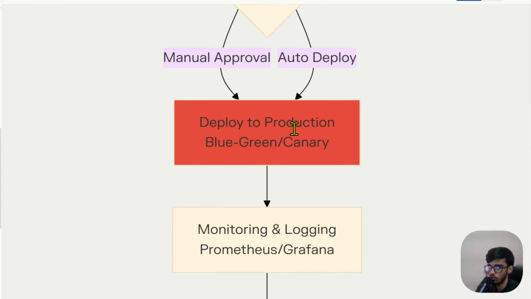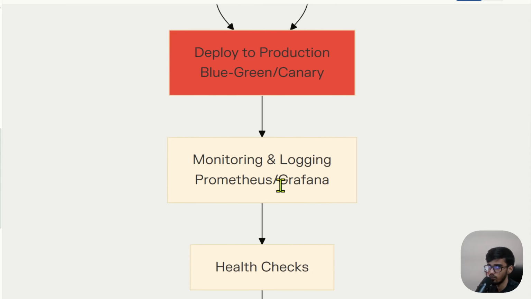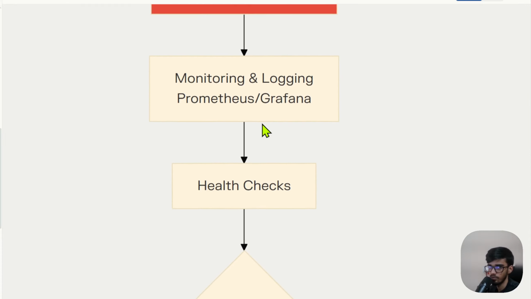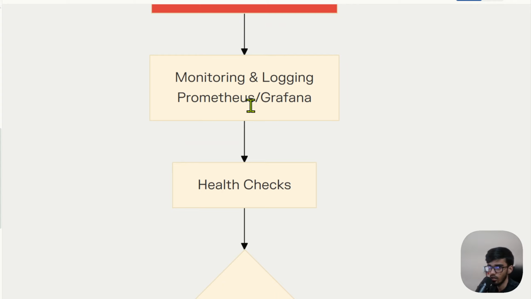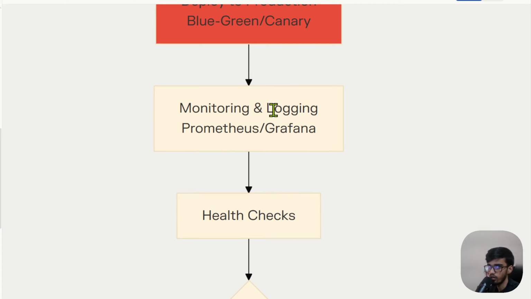Then there's deployment to production. There's blue-green and canary as well. You can do a search on your own. This is a very advanced concept. I don't want to tell it in this particular video. And then there's monitoring and logging: Prometheus, Grafana. These two are very famous for monitoring and logging.